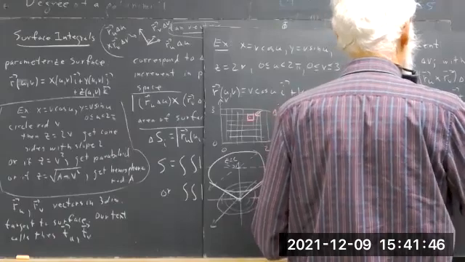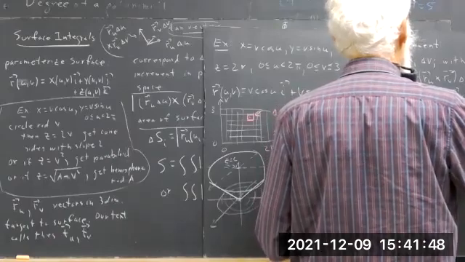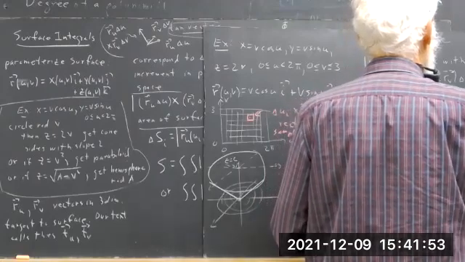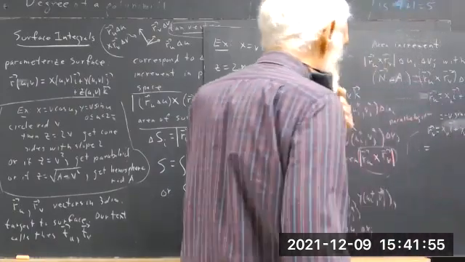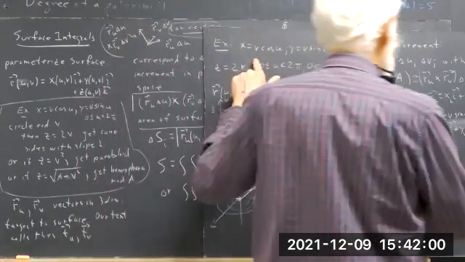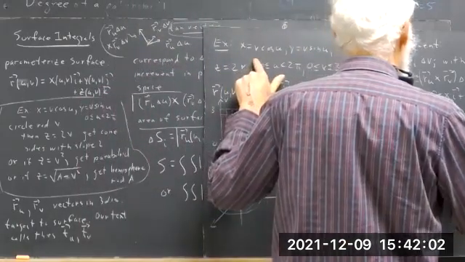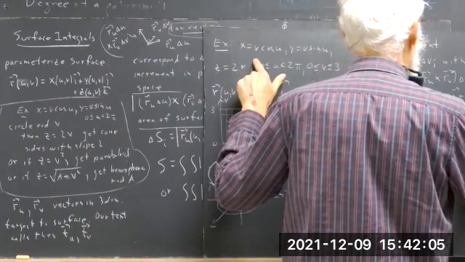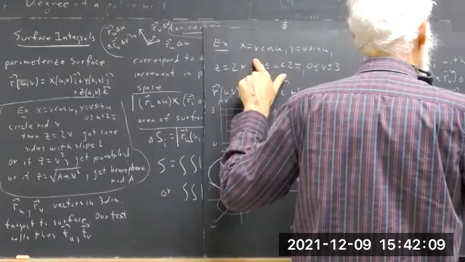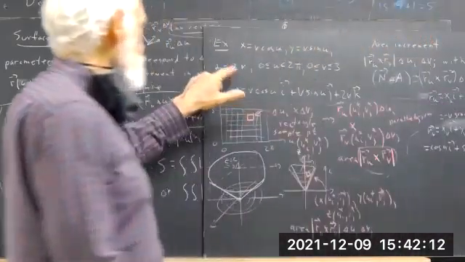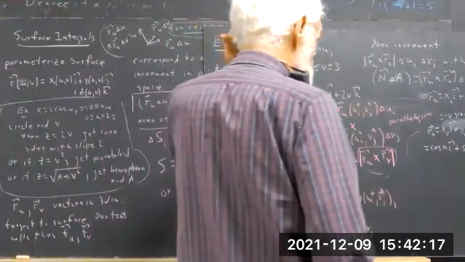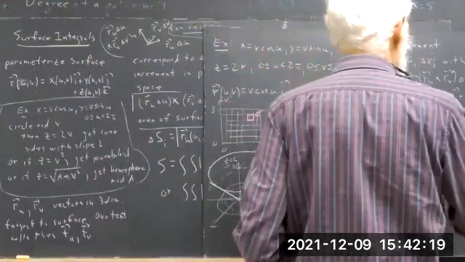RV is XV i plus YV j plus ZV k, which you probably don't need me to write out, but just in case. Okay, and XV is just cosine U. YV is just sine U. And ZV is just 2. The derivative of 2V with respect to V is just 2. Okay, so now I can write.